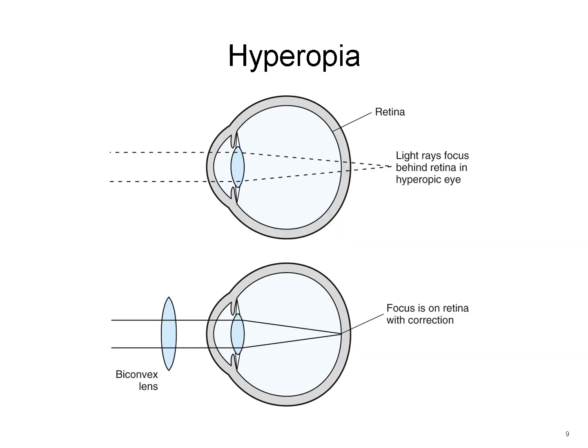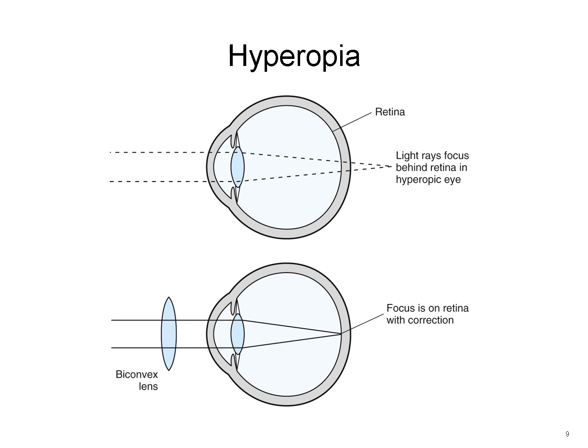Hyperopia, or farsightedness, occurs when light rays entering the eye focus behind the retina instead of directly on it. This usually happens because the eyeball is too short or the cornea lacks enough curvature. As a result, close objects appear blurry while distant objects remain clearer.